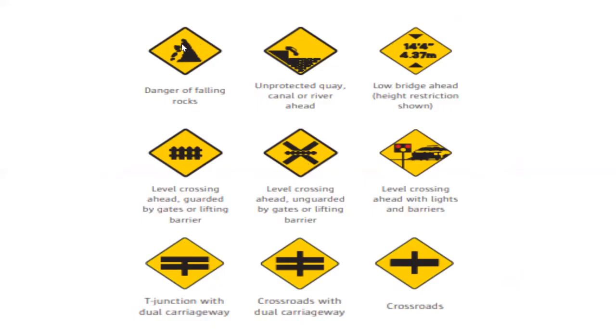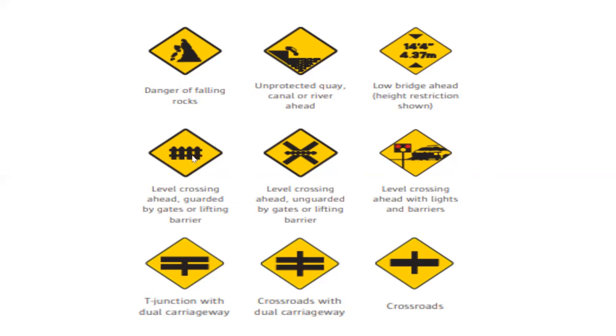Danger of falling rocks. Unprotected quay, canal or river. Remember we said that from top to bottom, we know that could be a low bridge ahead, restricted height. Now we covered these 3 already, these are important.